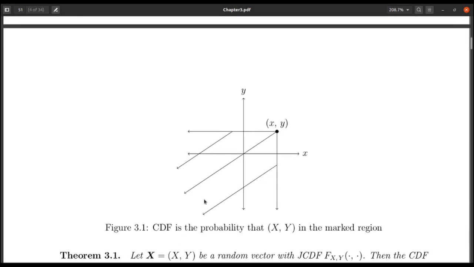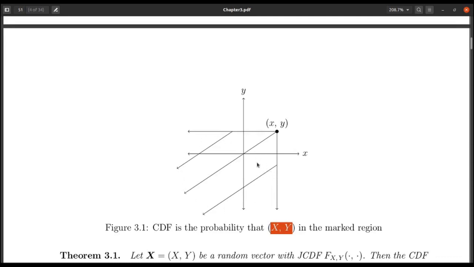Now, this graph gives some idea about the joint PDF of the random vector (x, y). Suppose this point is small x, small y. Then in R2, all the points in this region have the first component less than or equal to small x, and the second component less than or equal to small y. The distribution function of the random vector (x, y) is nothing but the probability that the random vector belongs to this region.